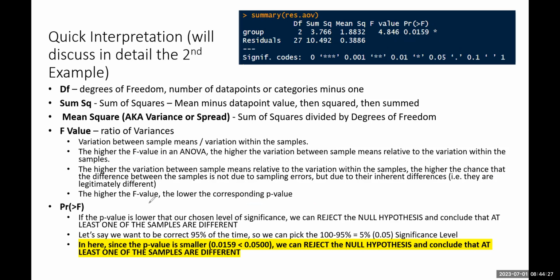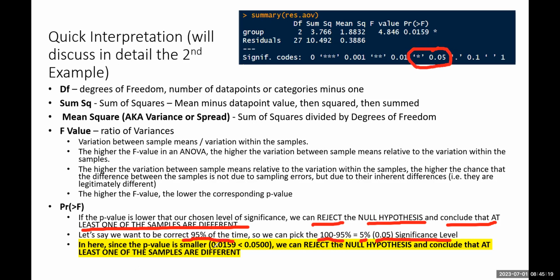The p-value is basically this: if the p-value is lower than our chosen level of significance, we can reject the null hypothesis and conclude that at least one of the samples is different. So at this point we are rejecting the null hypothesis and accepting the alternative hypothesis. Now, let's say in this example you want to be correct 95% of the time. So we can pick the 100 minus 95, the 5% or 0.05 significance level. This one.